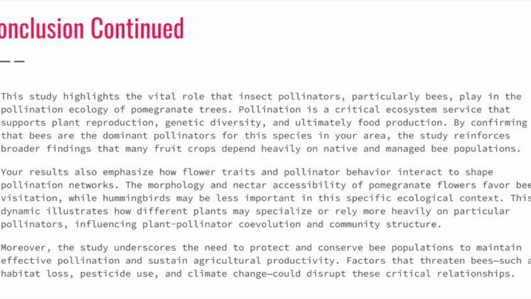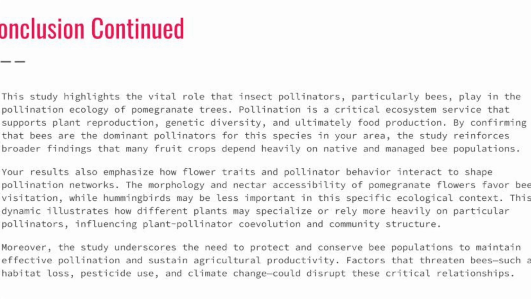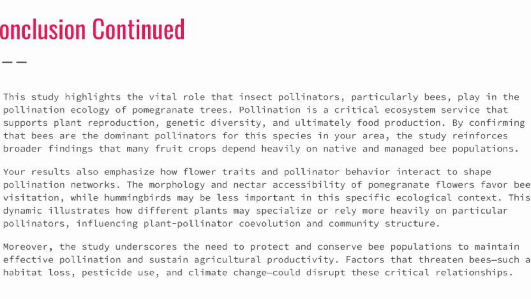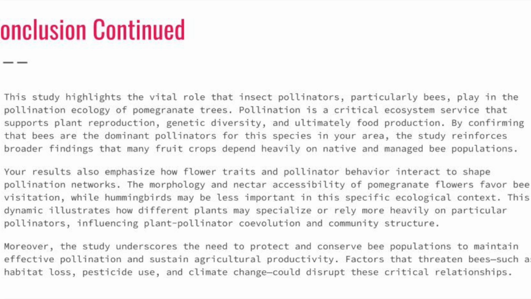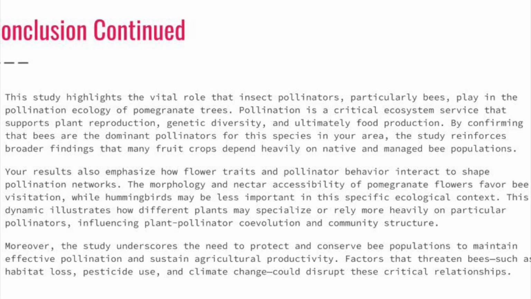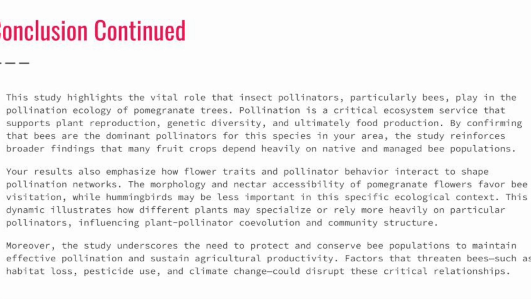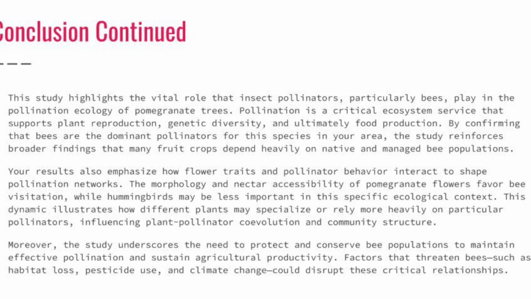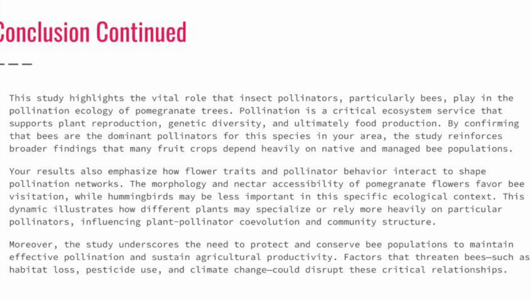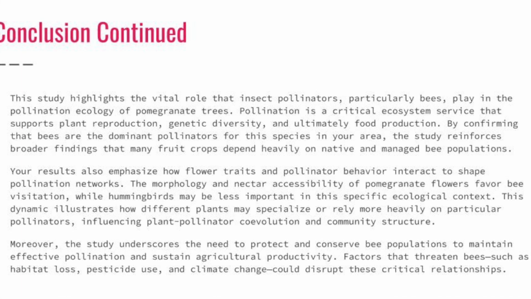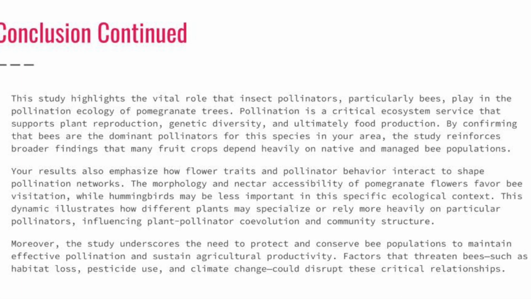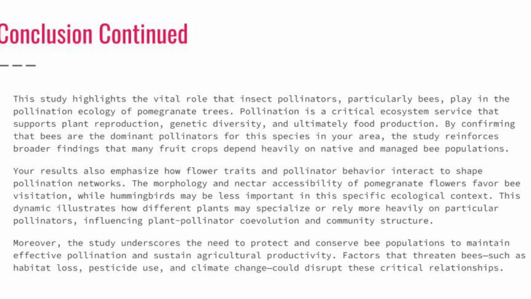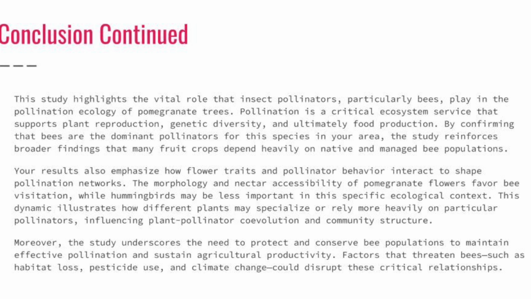Pollination is a critical ecosystem service that supports plant reproduction, genetic diversity, and ultimately food production. Confirming bees are the dominant pollinators for this species, the study reinforces broader findings that many fruit crops depend heavily on native and managed bee populations. My results emphasize how flower traits and pollinator behavior interact to shape pollination networks. The morphology and nectar accessibility of pomegranate flowers favor bee visitation.